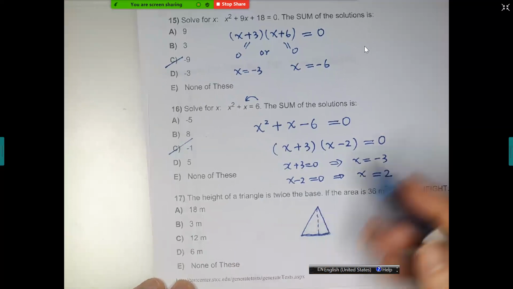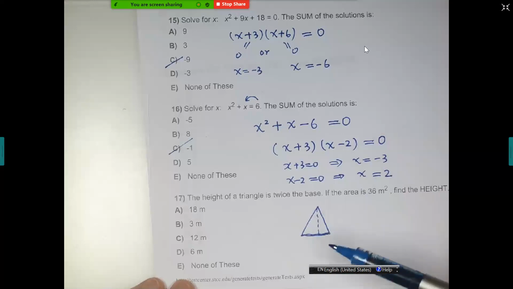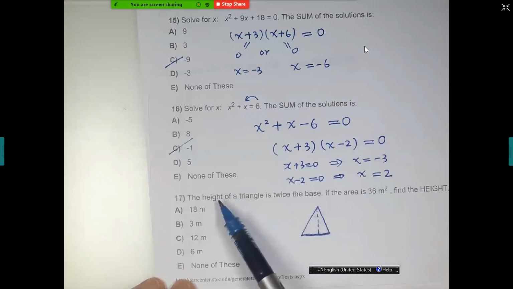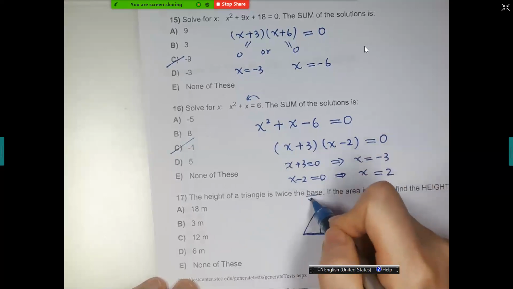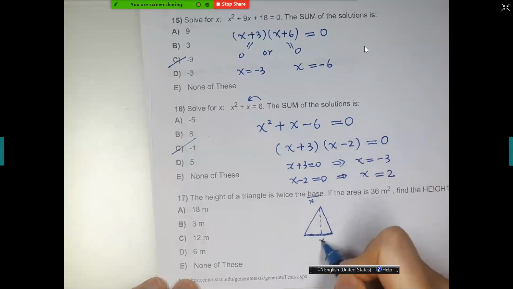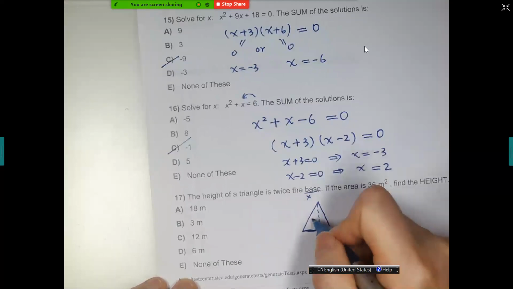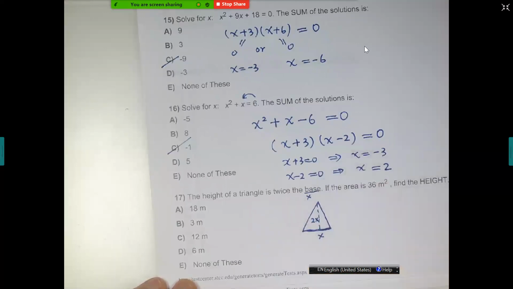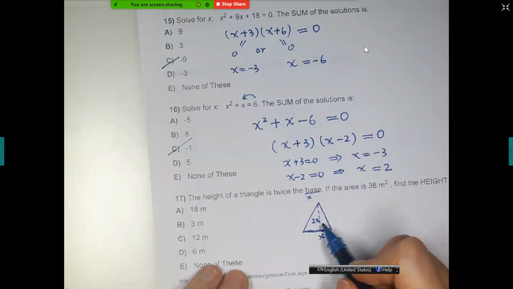So before we start here, we have to assign a letter, an unknown, to one side here. So we see height is twice the base. So let the base be x. From here to here, I let the base be x. And because the height is twice the base, what's the height? Height will be 2x. So this is what I choose. I let x be the base, so the height should be 2x.